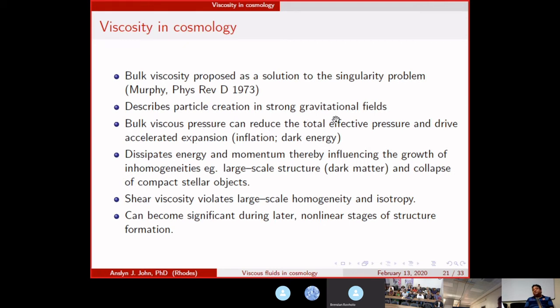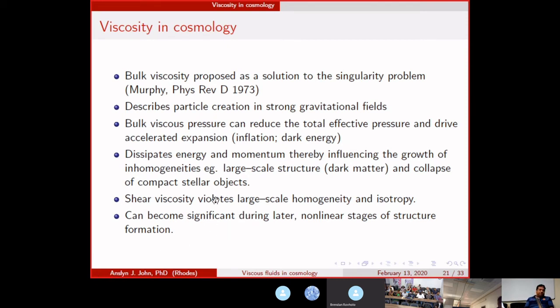Particle creation in strong gravitational fields can also be described using bulk viscosity. Bulk viscous pressure also reduces the effective total pressure in the fluid, and by reducing pressure, one can also make it negative. Negative pressures, or rather negative equation of state parameters, are important mechanisms for driving accelerated expansion. So that's important both in the early universe when we expect inflation to happen, and in the very late universe, when we have this phenomenon of dark energy. Okay, so bulk viscosity can very naturally account for many of these phenomena in cosmology.